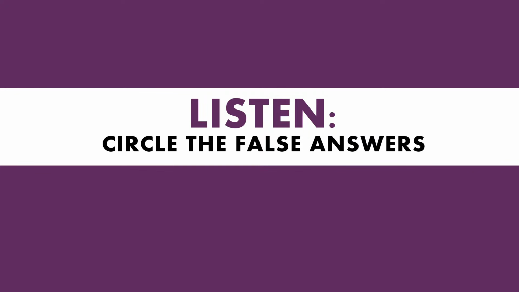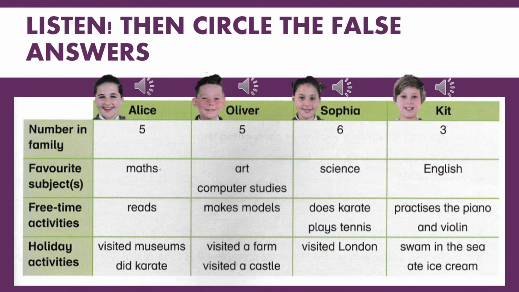What you need to do next is listen to the audio and circle the false answers given by the 4 academy stars here. You're going to identify the 4 components, which we have already discussed in the first activity: the number in family, favorite subjects, free time activities, and also holiday activities. You need to listen to these 4 pieces of information based on each academy star's audio. Are you ready? We start off with Alice first.